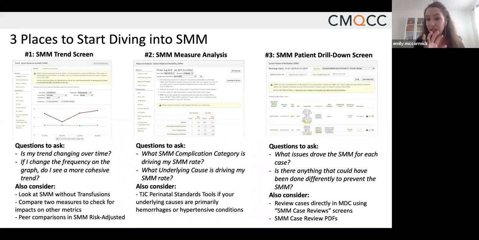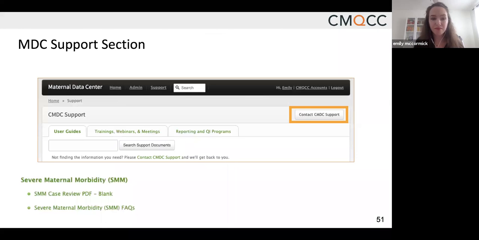So this slide is up in the Maternal Data Center support section. So if you are completely overwhelmed, this is a great place to start. Lastly, we're going to be adding lots more materials to this SMM section in the support tab, and you can always contact us using this contact button in the MDC.